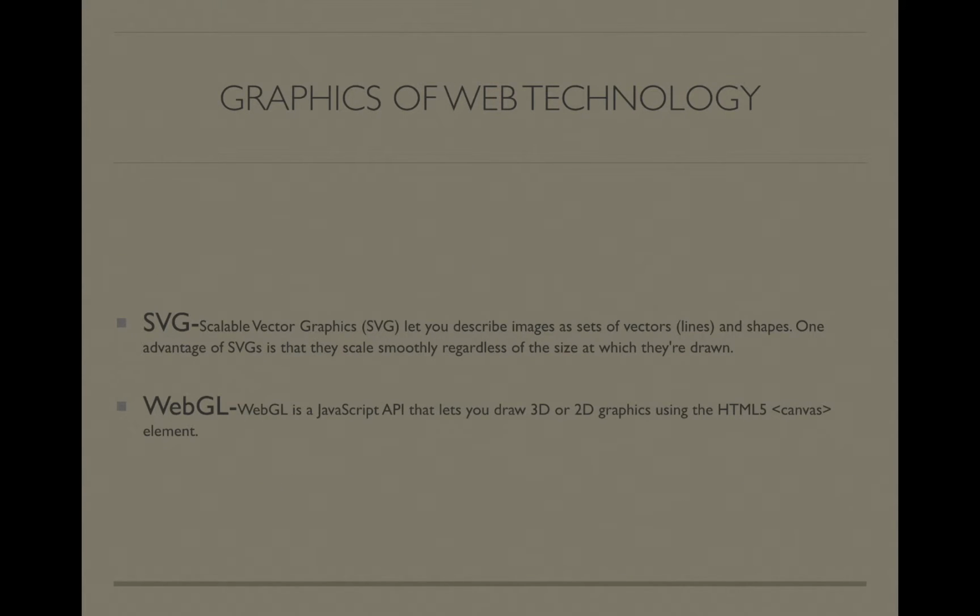So there are two types of graphics in web technology. One is SVG, another one is WebGL. Scalable Vector Graphics let you describe images as a set of vectors and shapes. One advantage of SVG is that they scale smoothly regardless of the size at which they are drawn. WebGL is basically a JavaScript API that lets you draw 3D or 2D graphics using the HTML Canvas element, and Unity is going to use it.